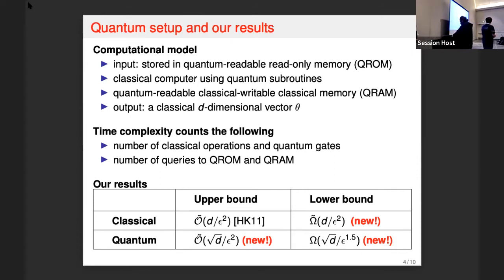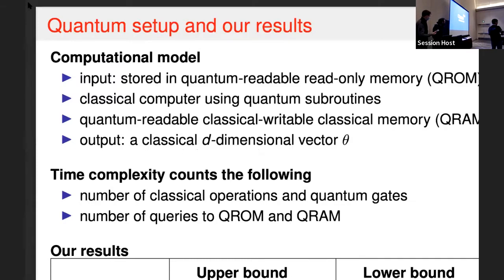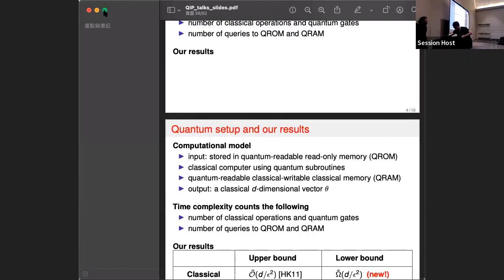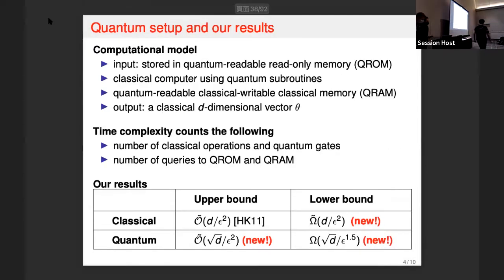So let me do a quick recall. Basically, we want to solve the linear regression problem, and we wonder about its upper and lower bounds. In our work, we provide both quantum upper and lower bounds for this problem. You can see they're tight in d dependence and almost tight in epsilon dependence.